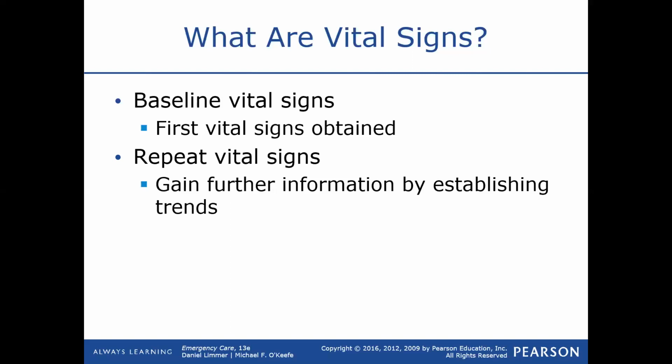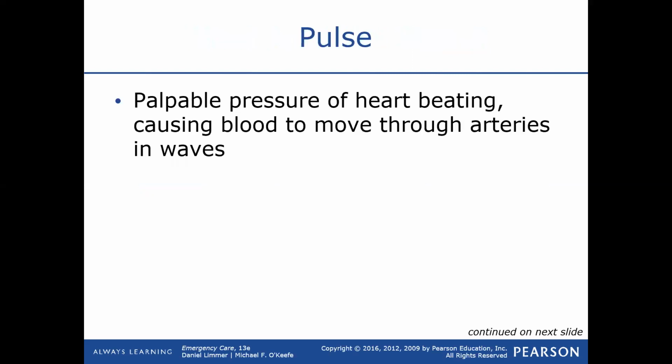All right, so that was our baseline, and then we get on to our repeat vital signs, and we gain further information by establishing trends, okay? On a stable patient, that means there's nothing very critical going on, there's no issues with the ABCs, we're going to reassess the patient every 15 minutes. And these will be test questions as well. So stable patient, we reassess vital signs every 15 minutes, okay? On an unstable patient, so something serious is going on with this patient, we need to reassess every 5 minutes. So make sure you guys know that, 5 and 15 minutes.